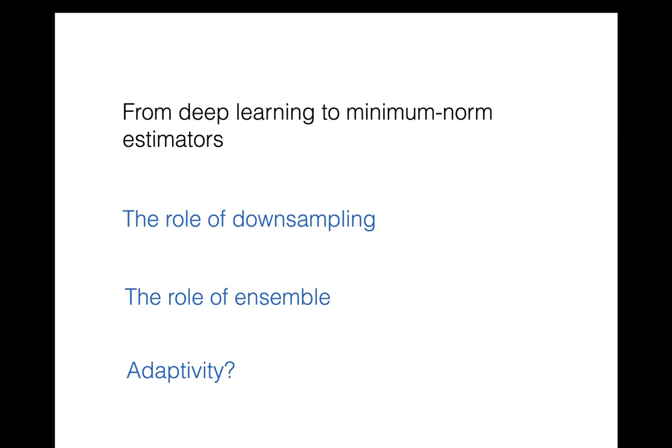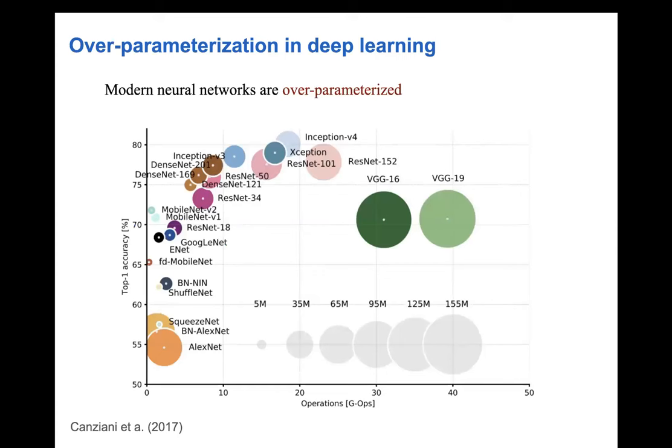For this specific talk, I'll try to introduce everything from the deep learning perspective because we will really talk about ensembling of interpolators. I'll start with an even simpler thing, which is the role of downsampling. Then I'll talk about the role of ensemble. I'll talk about some reflections on adaptivity, the adaptivity of the algorithm. I think this is really the key to why some algorithms perform really well.